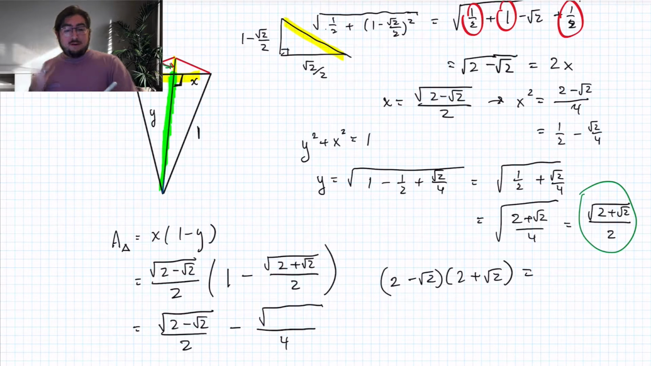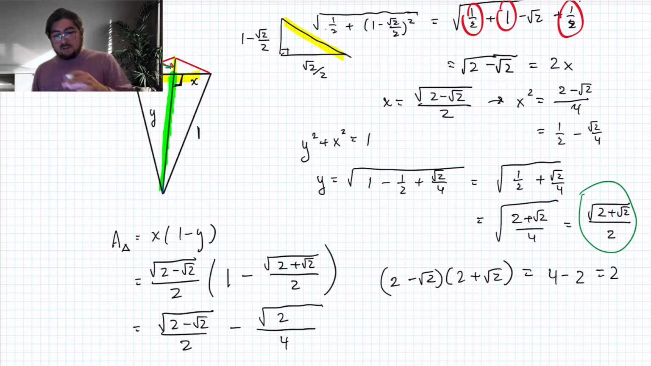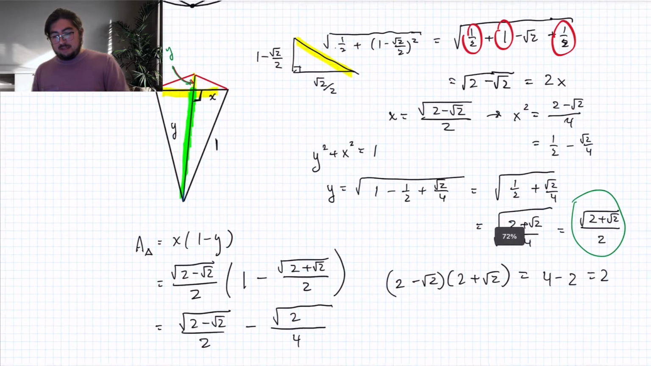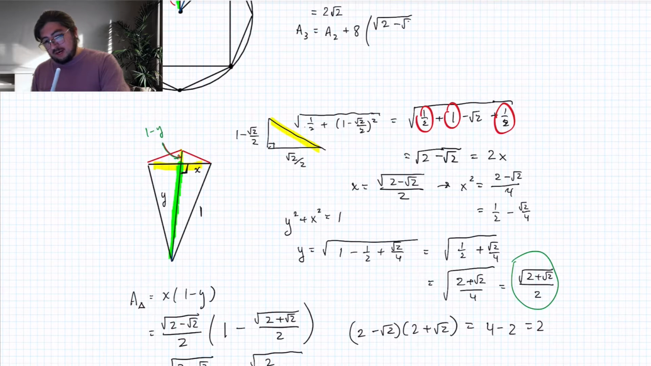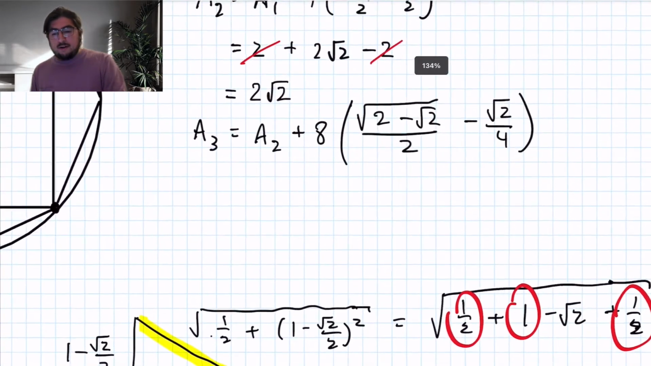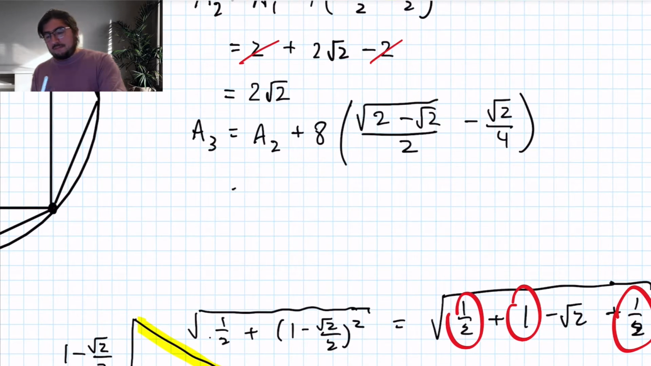Well, of course, by difference of squares, it's the first one squared minus the second one squared. 2 squared is 4, radical 2 squared is 2, so that's just 2 itself. So we get that. Okay, so let's put that above and let's see what happens. So the area of this triangle, we found, is radical 2 minus radical 2 all over 2 minus radical 2 over 4. Great. So let's zoom in here and carry on with this calculation.